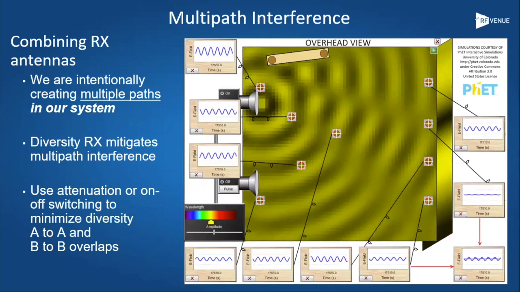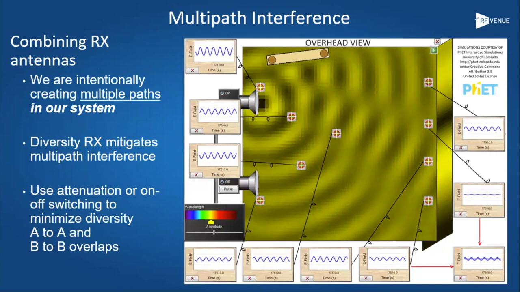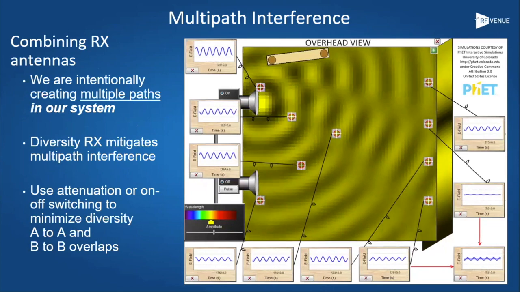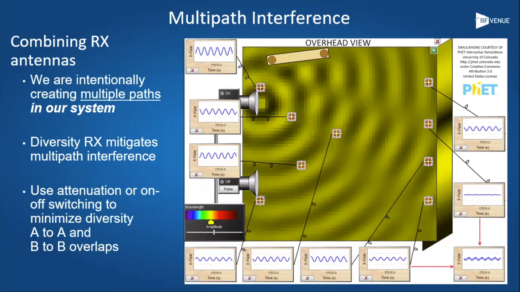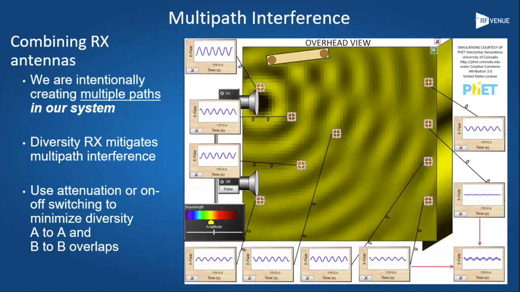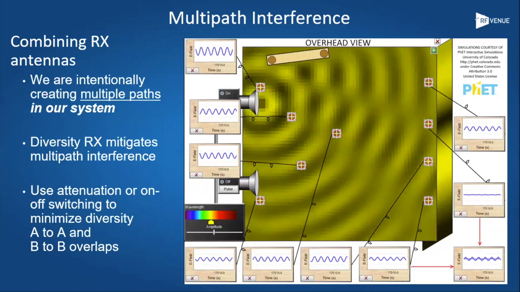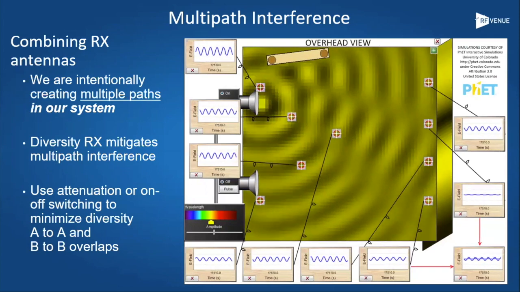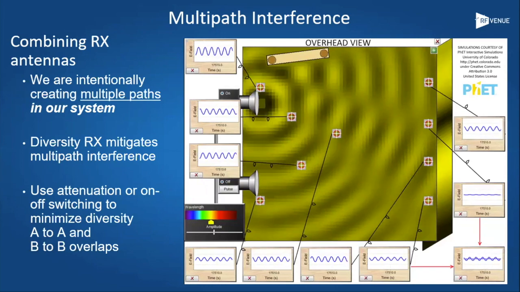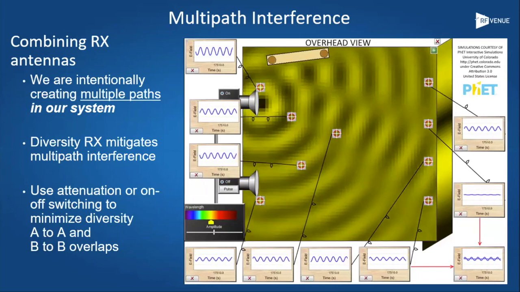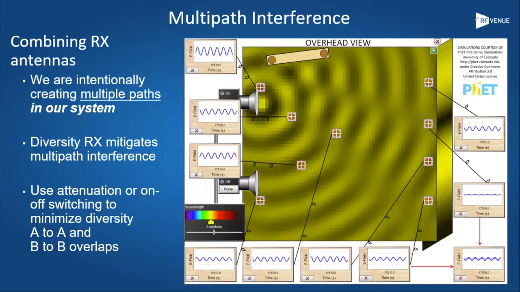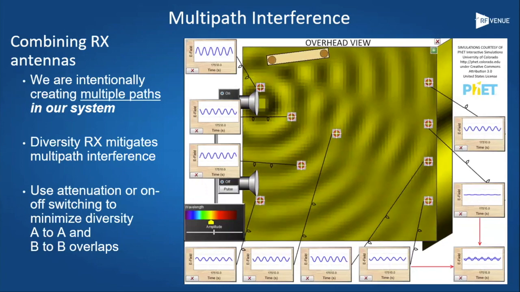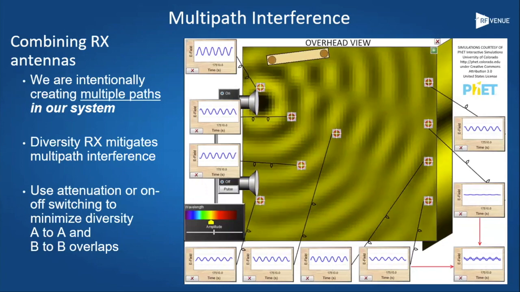But we try to avoid having combined diversity A or combined diversity B antennas both within close range to the transmitter that they're intending to receive. And I'm going to expand on this later, but we can insert attenuation on individual antenna inputs to manipulate the signal strength at each one, which also manipulates where in space a dropout might occur, because it manipulates that overlapping relationship of the combined signals.